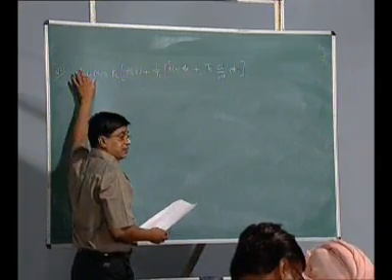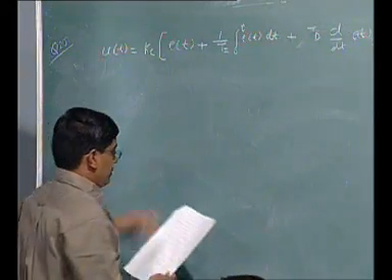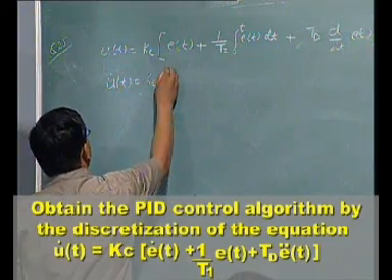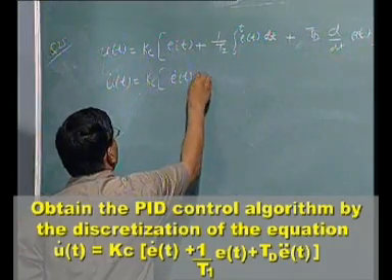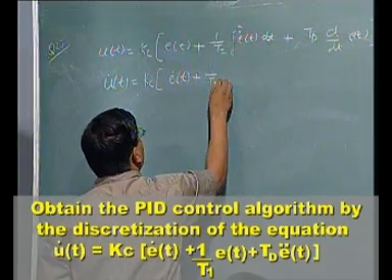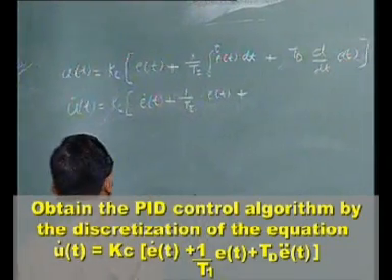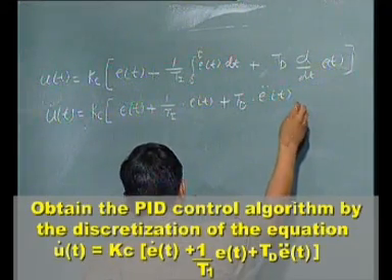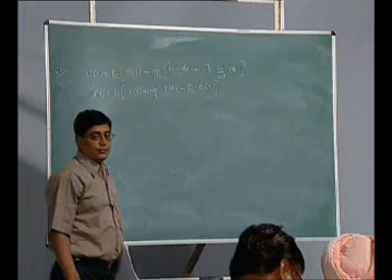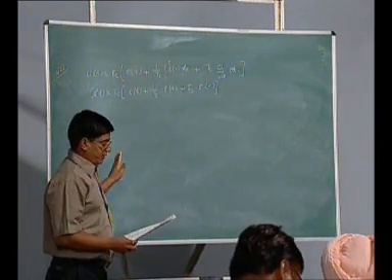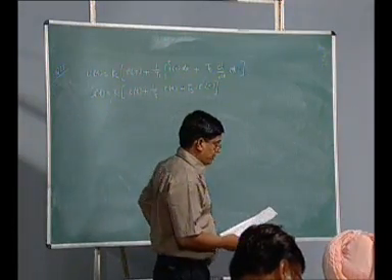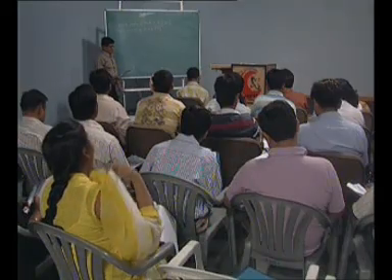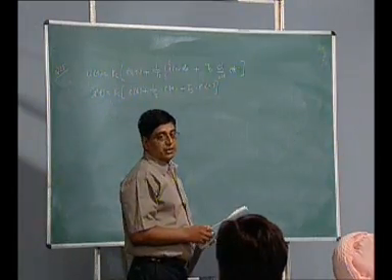Obtain the PID control algorithm by discretization. We are not to discretize this equation directly. We are asked to describe u dot t, the derivative of this equation, which is given as Kc times [e dot t plus 1 upon Ti e(t) plus Td e double dot t]. E double dot means the second order derivative. The question says to obtain the PID control algorithm by discretization using the backward difference approximation of derivatives, and also find the transfer function U(z) over E(z).